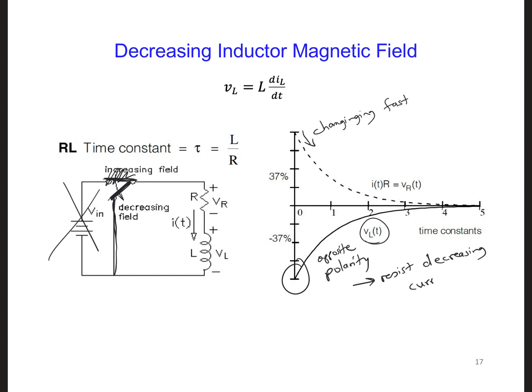So before it wanted to resist the increasing current, now it wants to resist the decreasing current, which also means it wants to resist that decreasing B field. So eventually all this energy is going to discharge into the resistor. It'll be lost as heat. So the inductor L discharges its energy into that resistor.